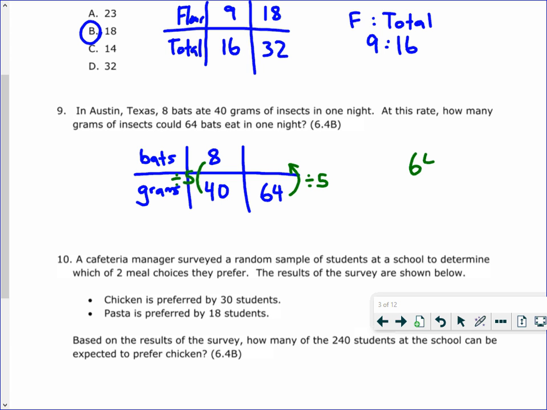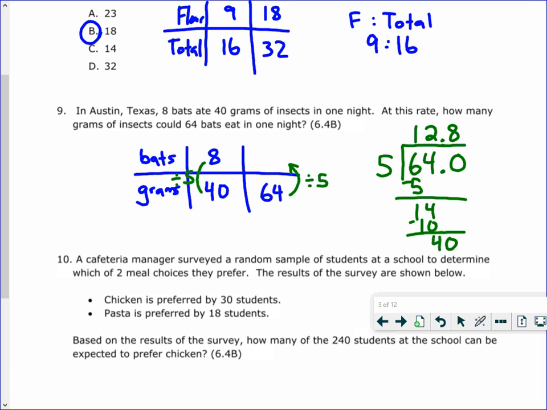So 64 divided by 5. We know it's going to be a decimal, so let's go ahead and get that set up. 64 divided by 5. So 2, 10, 48. And it looks like we will have nothing left after we subtract our 40 there. So 12.8 grams of insects. At this rate, how many grams of insects?